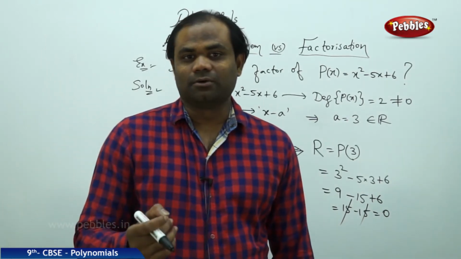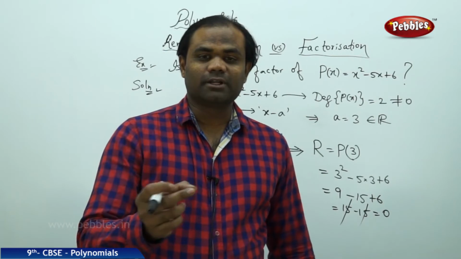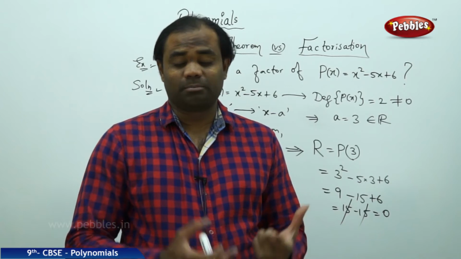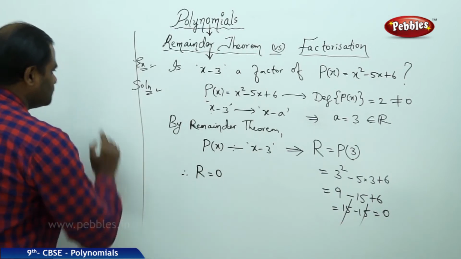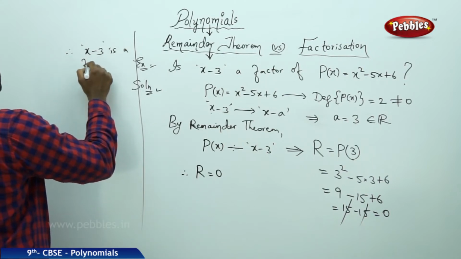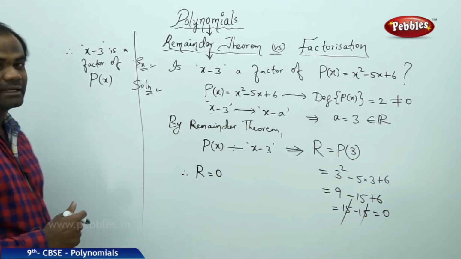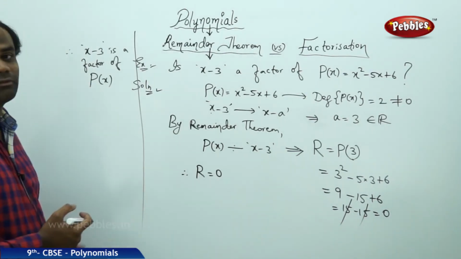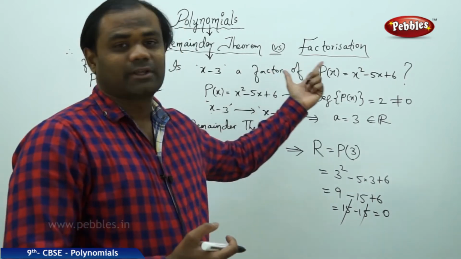So when the remainder is 0, we have already discussed in remainder theorem connecting with factorization that if the remainder is 0, then the given divisor is a factor or a pure factor of the given dividend. Therefore, x minus 3 is a factor of p of x. It exactly divides, is how we understand x minus 3 is a factor of p of x. That is how we conclude the remainder theorem with factorization.